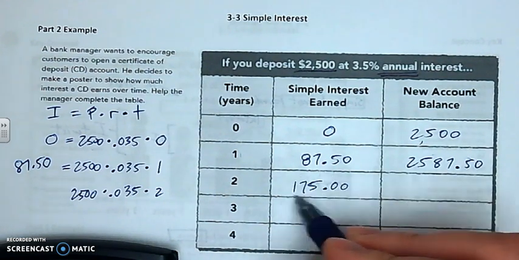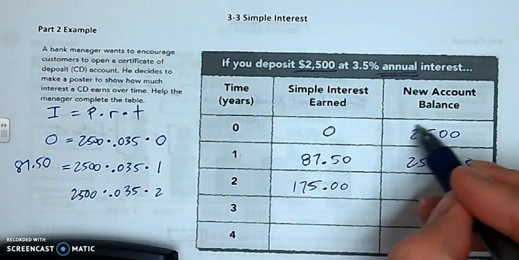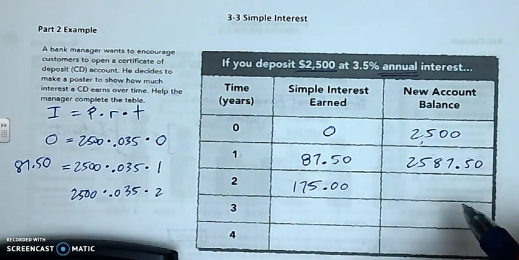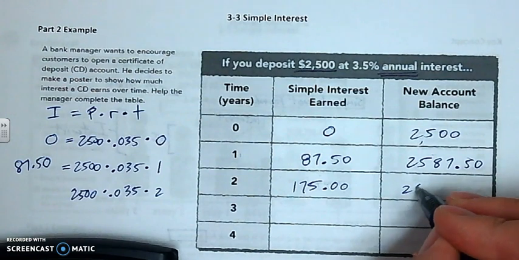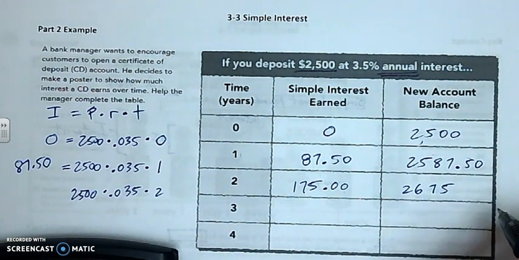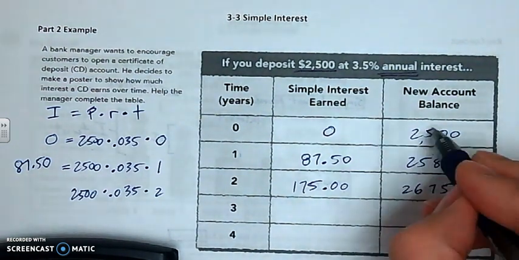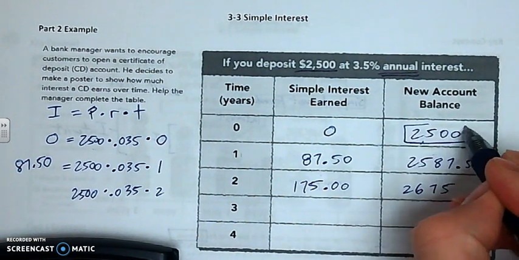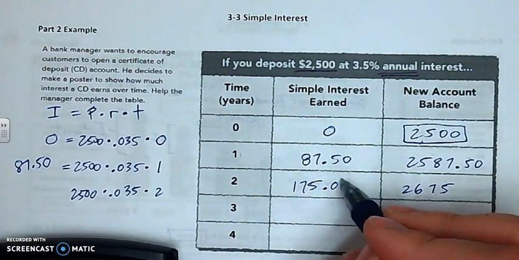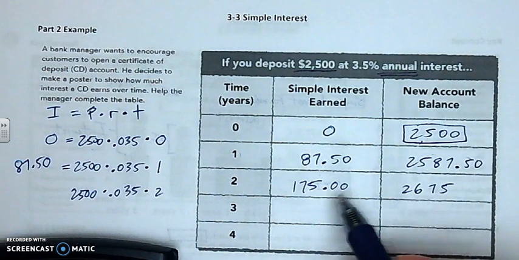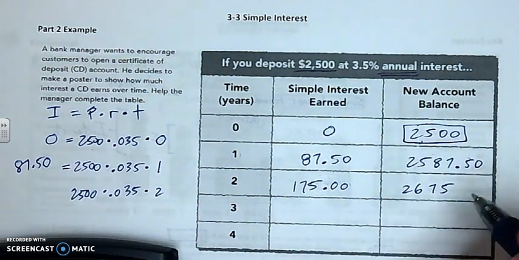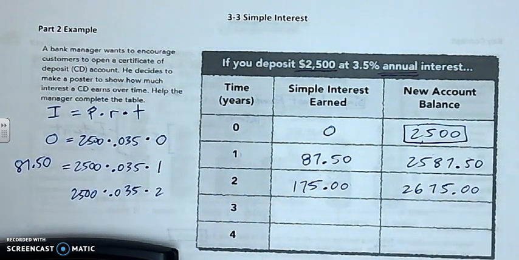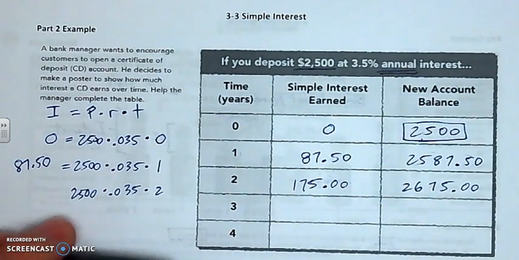Or you're adding 175, the interest, to the original balance, right? So now we really have $26.75. Okay? This is incredibly important. That's what you're adding your interest to, the original principal. Add your interest to the original principal. That'll give you your new balance. All right, and you'd complete the rest of the table. I'll let you do that.